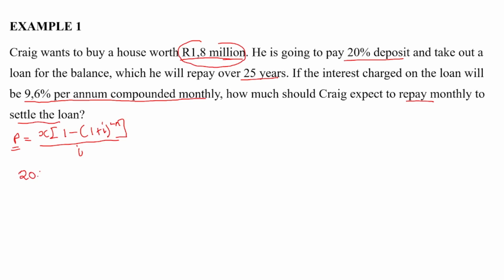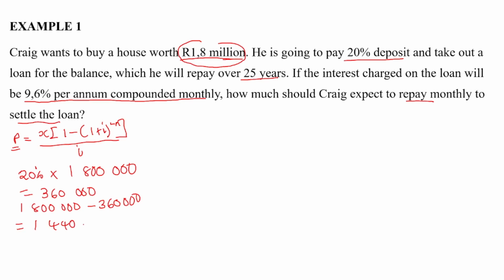We can find 20% of 1.8 million, right? We calculate that. It is 360,000, right? And then you can say 1.8 million minus the deposit, which is 360,000. All right, and then what do we get? 1,440,000. This is the loan amount. This is our P.